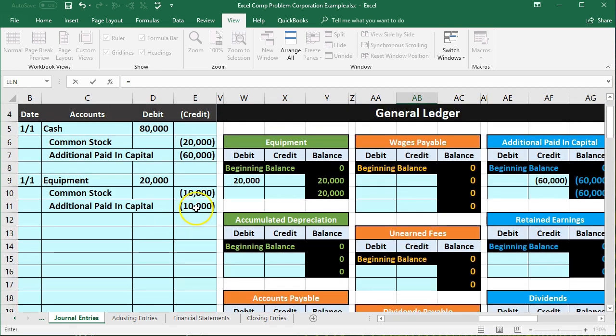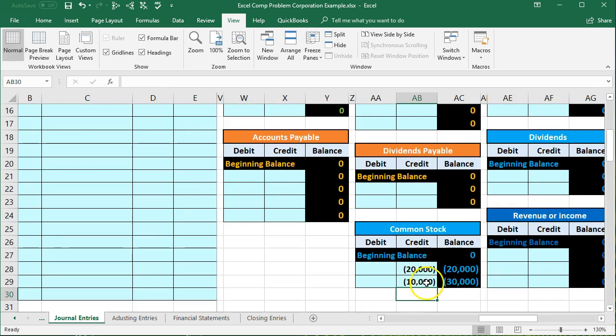And we just want to pick up the common stock. So here's the common stock. That's in E10, enter. Again, if we double click on it, you can see it's in E10. You could just type in E10. You could type in negative 10,000, but formulas are preferable.